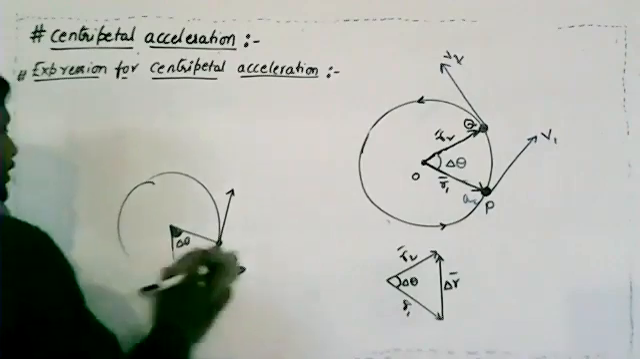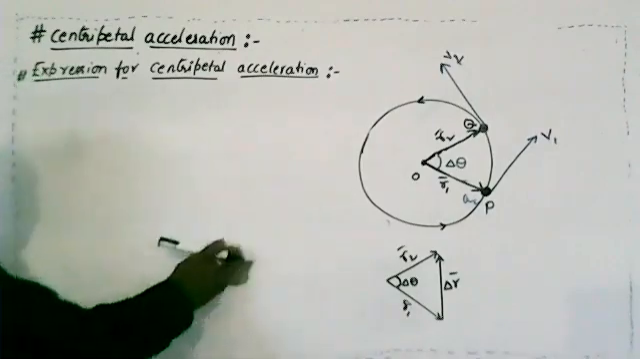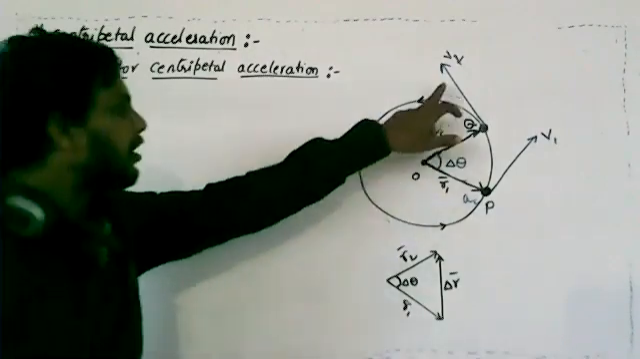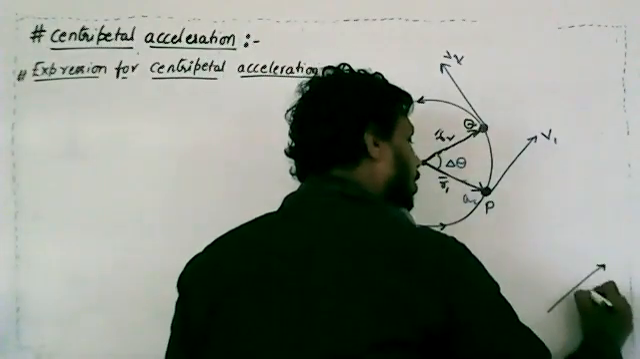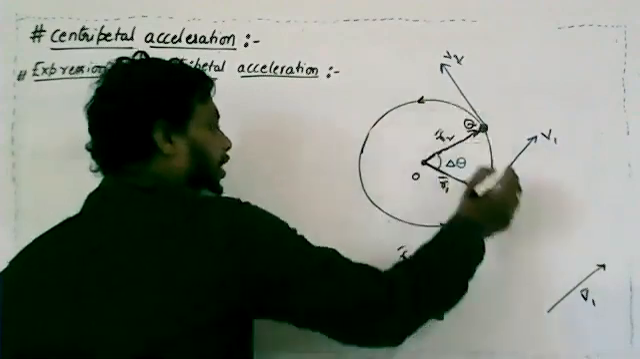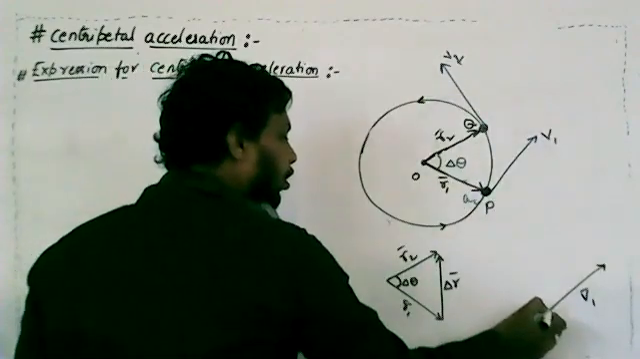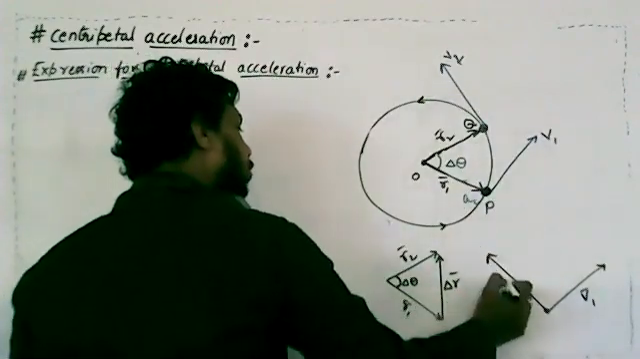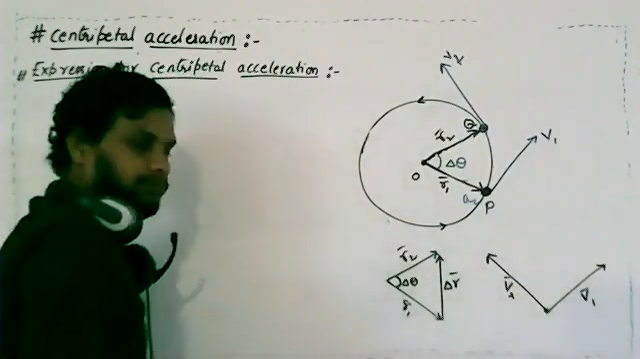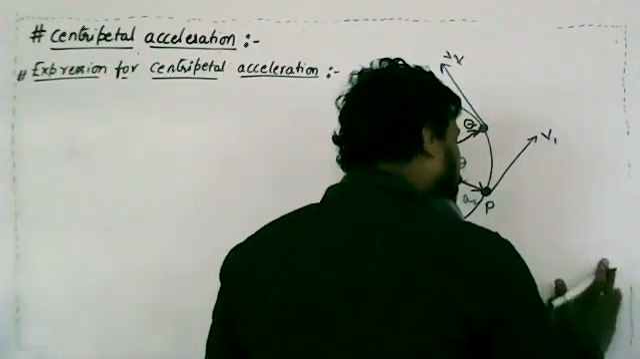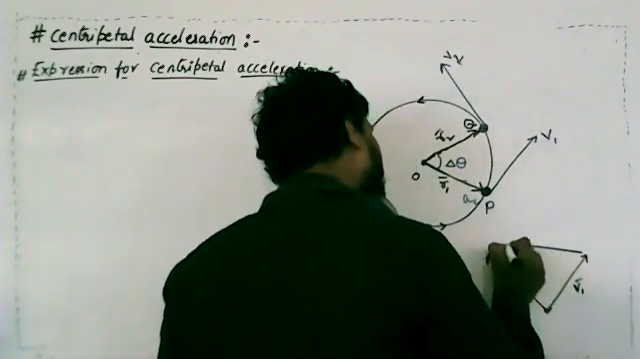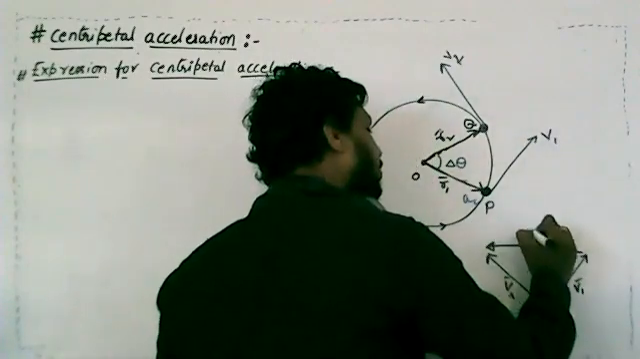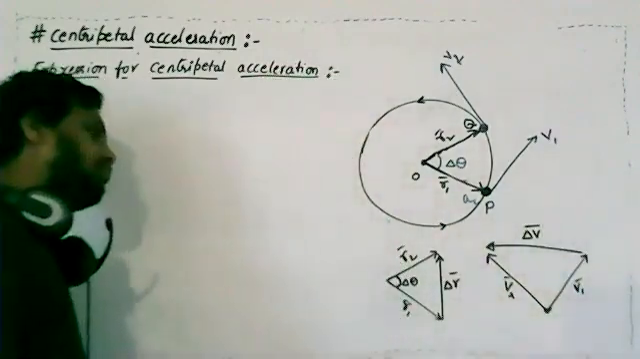Now I will take these vectors v1 and v2. I will draw them like this. So this is v1 bar and v2 bar is in this direction. I will draw from here. This is v2 bar. Now from here to here, I will take it as v1 bar minus v2 bar, that is taken as delta v bar.